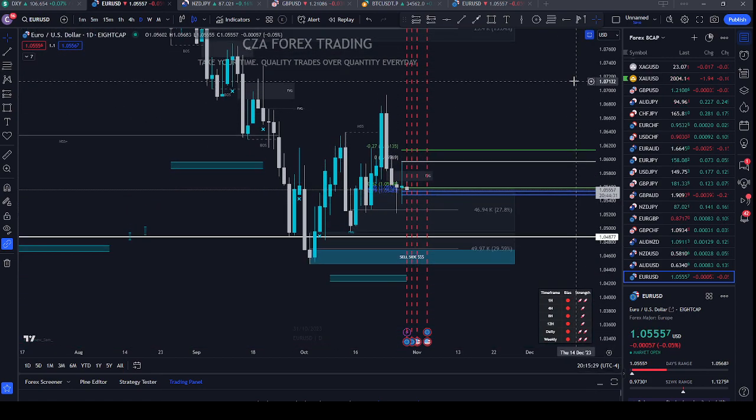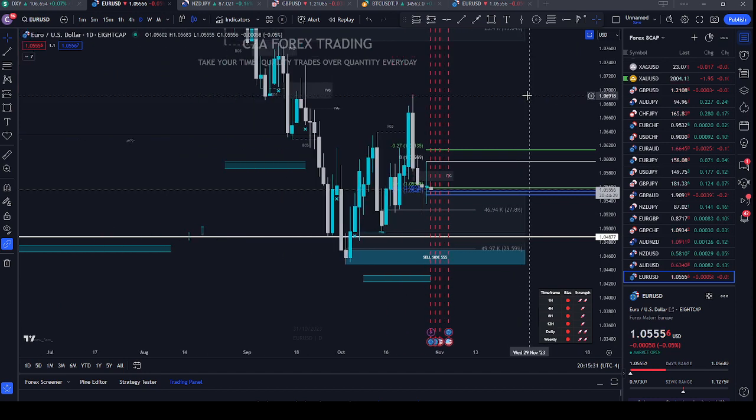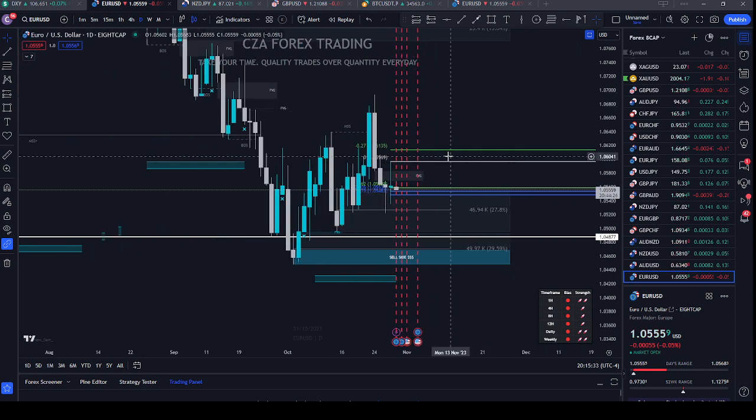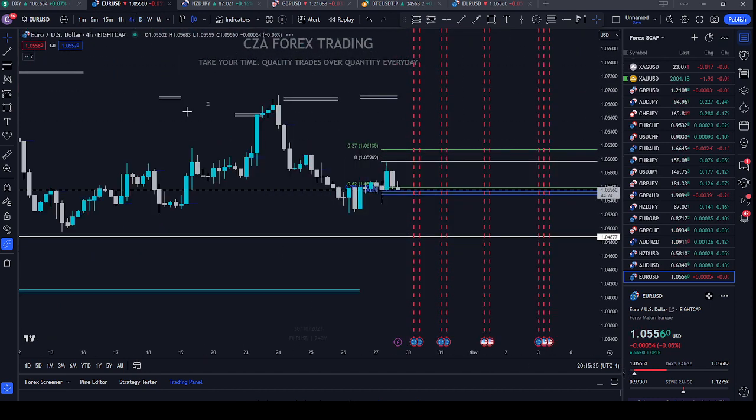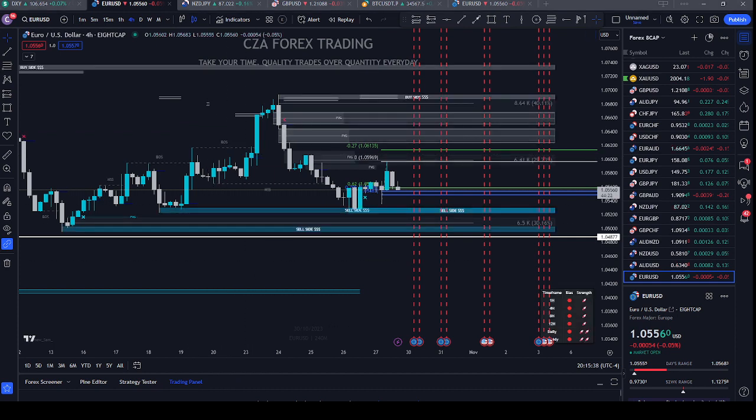Simple as that. That's why I don't have a bias. I'm never bullish or bearish. I just go with whichever side liquidity gets taken. Exactly, whichever side gets hurt, it's a patience game.